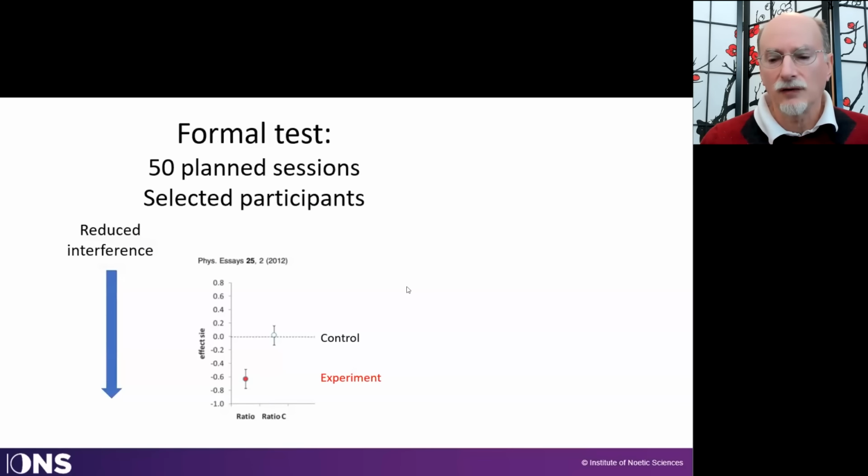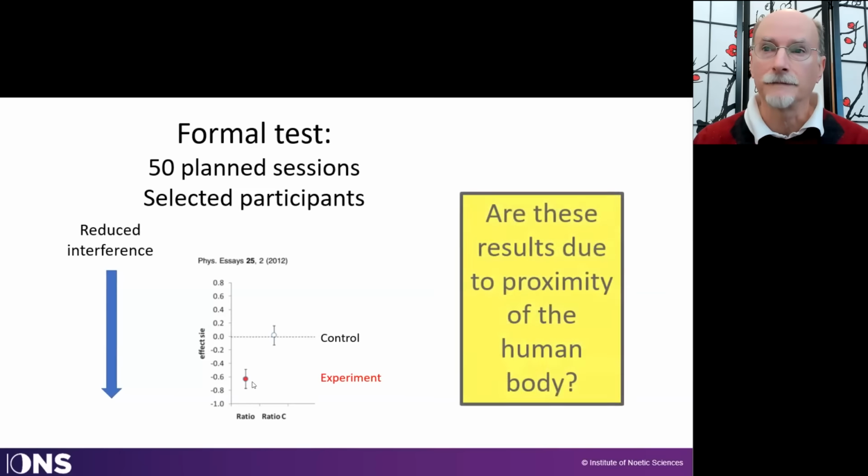We then were asked by one of our funders to do a formal test, 50 planned sessions with 50 people, to see if we would get reduced interference. Would we see a change in the interference pattern? The answer was yes. This is a 5 sigma result. 5 sigma within physics is considered a discovery of something. So we published that in 2012.